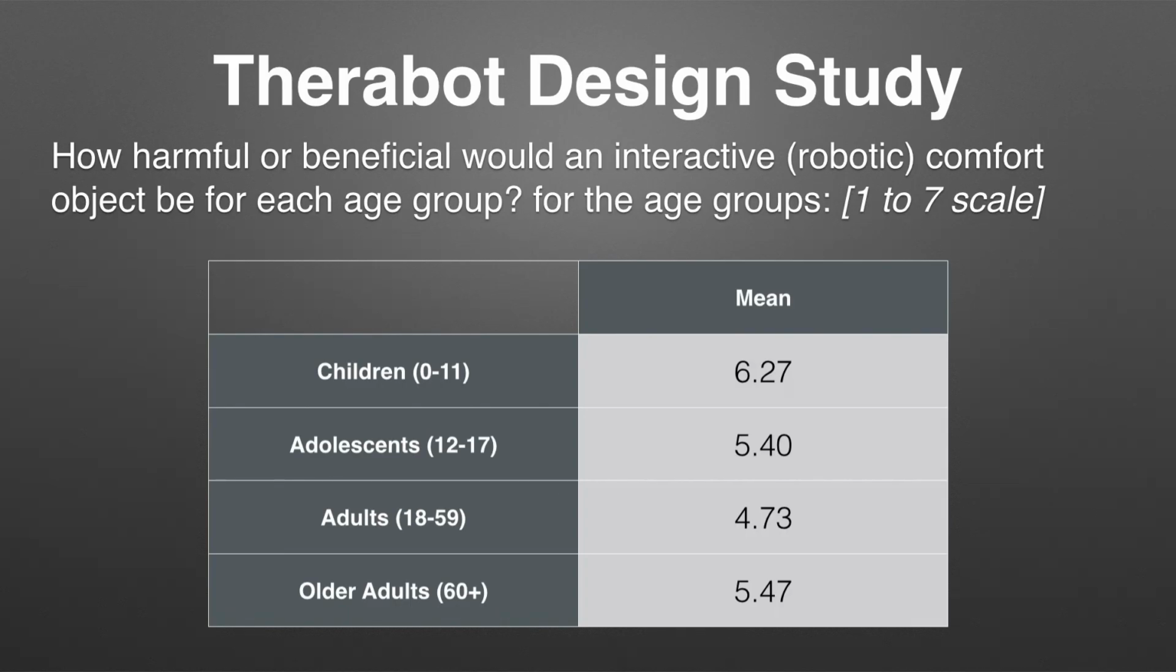So in our Therabot design study that I've talked about, we asked people how harmful or beneficial they thought this robot would be, depending on the age of the user. And you can see an interesting effect where most of the people thought it would be more useful for children, ages 0 to 11 there. And then you see a dip for adults, and then it picks back up for the older adults.